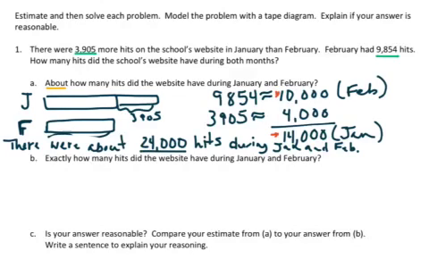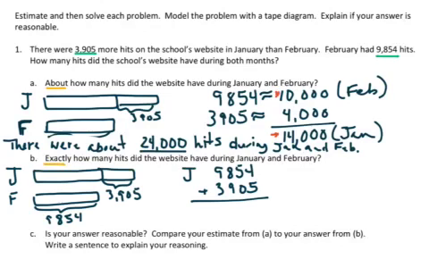So part B says exactly how many hits did the website have during January and February. So that word exactly means I have to use the numbers that were given. I'm not rounding any numbers this time. Okay, so I'm using the same tape diagram that I used above, but I'm actually going to use the numbers that were given. So to find January's total, I have to add 9,854 plus 3,905. And when I add those together, I have a sum of 13,759.